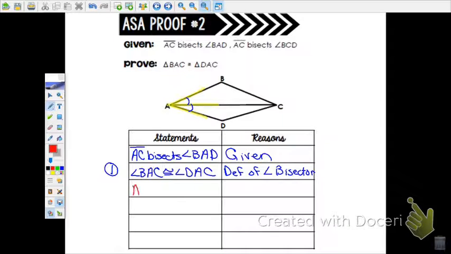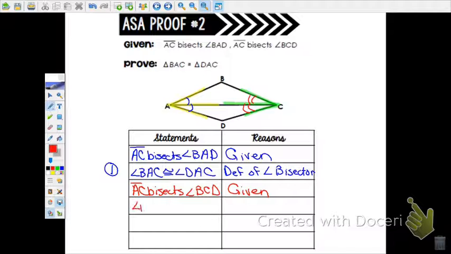Second given, segment AC bisects angle BCD, which is my other given. So when I look at that, angle BCD is this angle over on the right side. It's being bisected by AC. So that cuts that angle into 2 congruent parts.